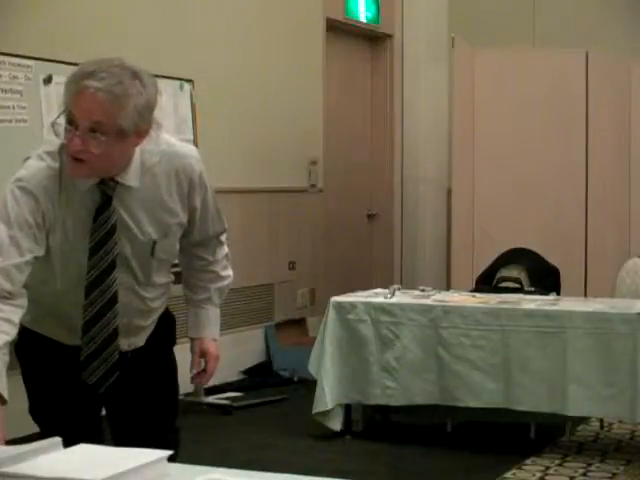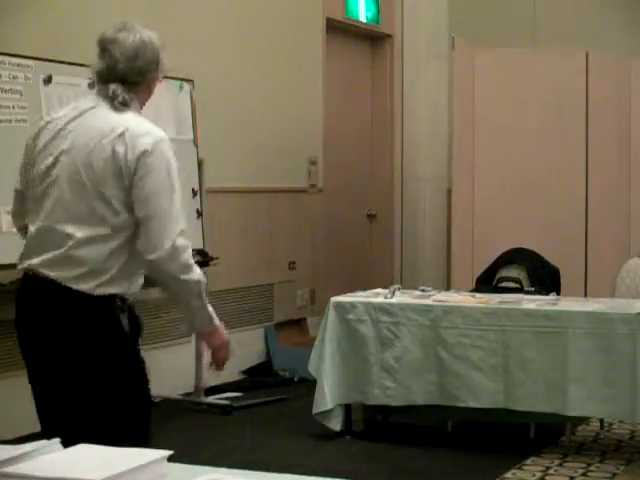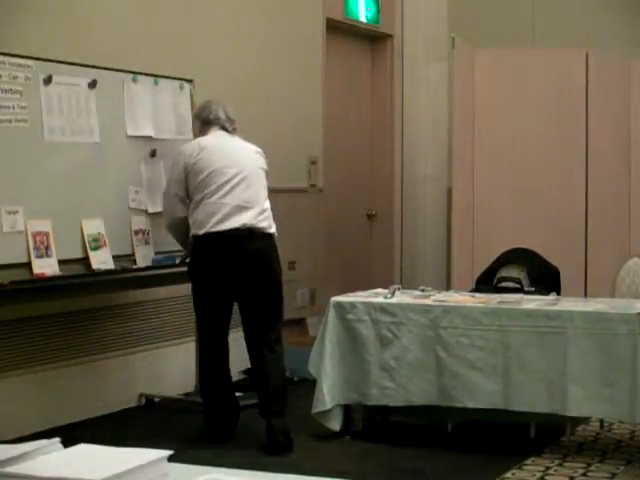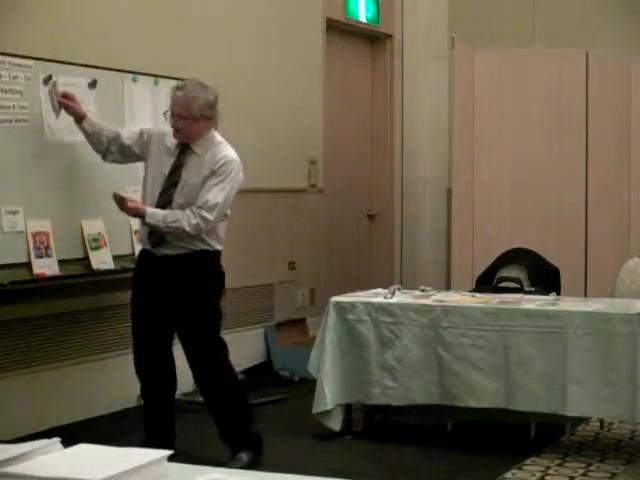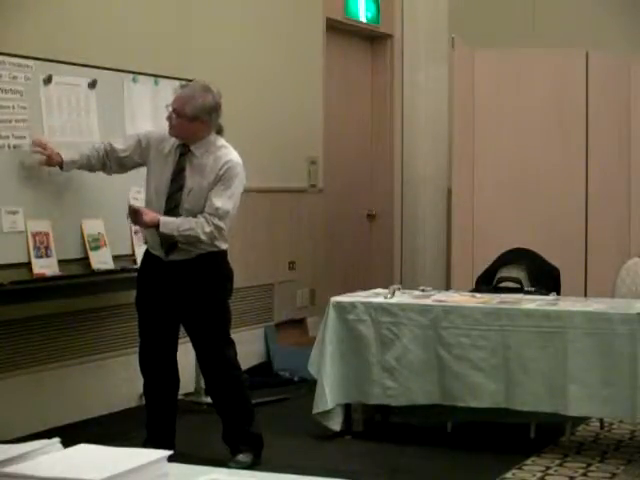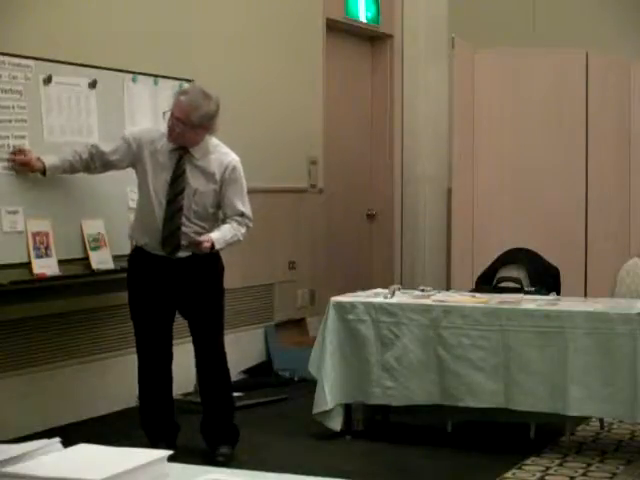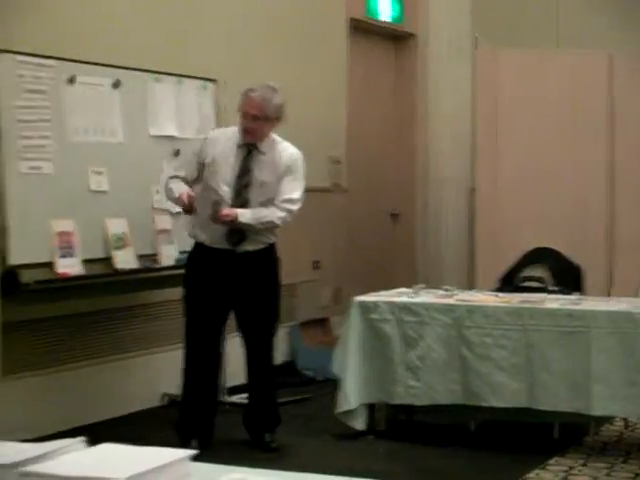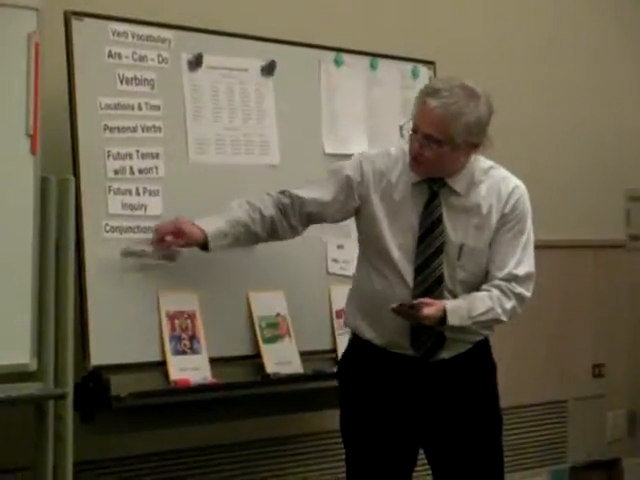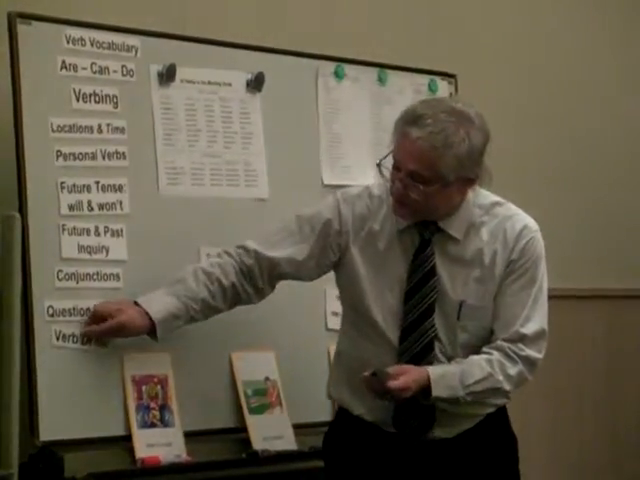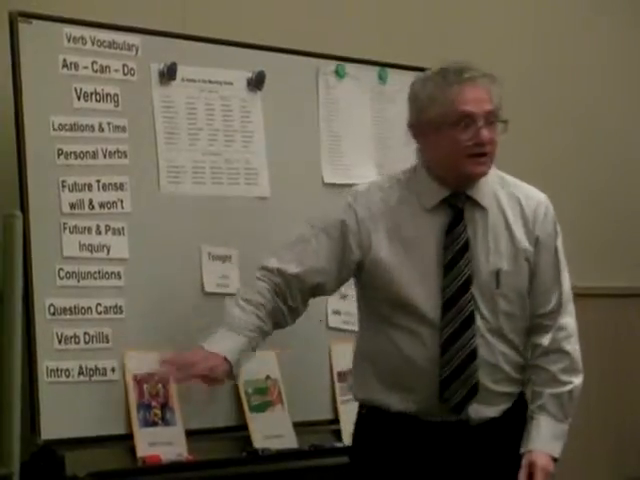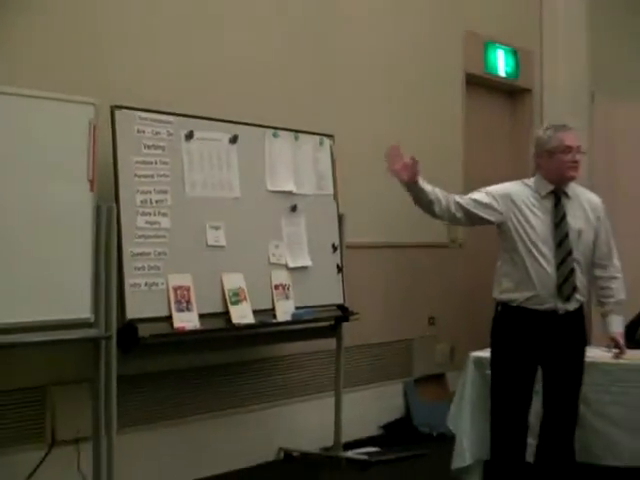And I think we have one more handout. Does everybody have the Alpha Plus method? Yep. Anyways, I don't know if I did a good enough job to explain this, but again: personal verbs, future tense, future and past inquiry. Introduce conjunctions, question cards, verb drills, and then Alpha Plus. Those are the steps. Those are the 11 steps. But there is a 12th step, and that 12th step is what you can introduce. You'd be amazed at the stuff that you can introduce.